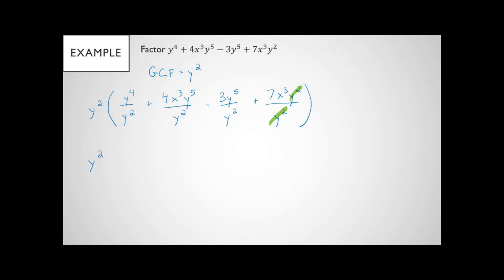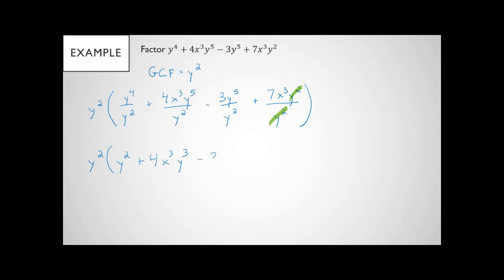I have my y squared in front. Then y to the fourth over y squared. 4 minus 2 is 2, so that's going to give me a y squared. Plus, then I have a 4. I have an x cubed because we're not doing anything to x, so it just stays there. And then on the y's, 5 minus 2 is 3, so that gives me a y cubed.